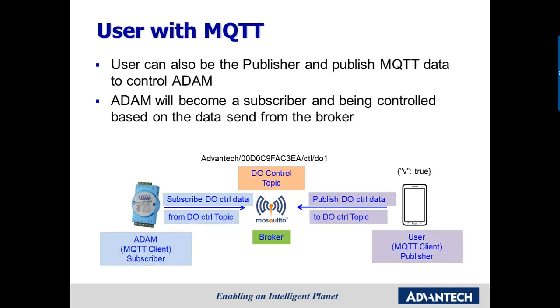On the other hand, there's another scenario for the user using ADAM with MQTT. If the user wants to control ADAM's DO channel, the user will become the publisher and has to send valid control data in JSON format to the DO control topic. In this scenario, ADAM will become the subscriber, so ADAM can be controlled by the data sent from the broker.